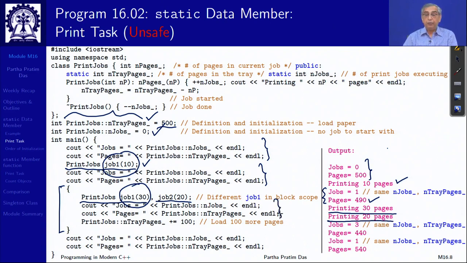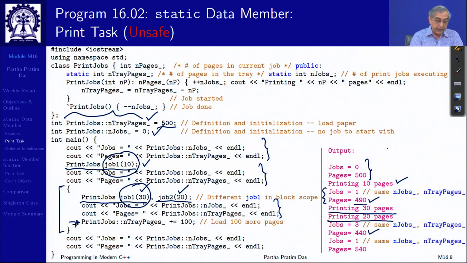Then I print my status of the printer. I get that there are 3 jobs: print job 1 outside the block scope, job 1 inside the block scope, job 2 in the block scope, 3 jobs, and the pages remaining are 440: 490 I had, minus 30, 460, minus 20, 440 pages remaining. Now, before coming out, I load another 100 pages.